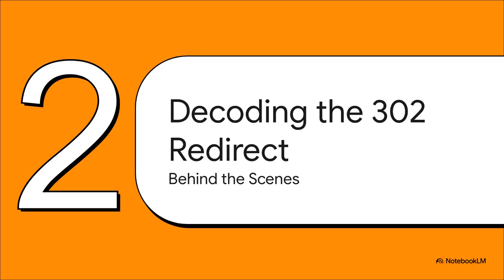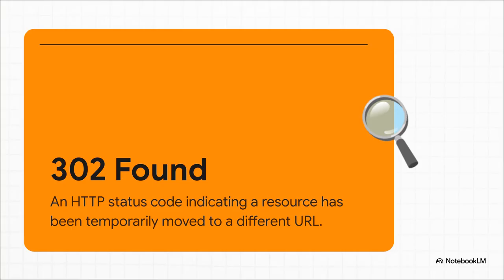All right, time to pop the hood and see how the engine works. This whole detour system is run by something called an HTTP status code. And the specific one we're digging into today is the 302 redirect. So think of it like this. Your browser goes to a server and asks for a web page. The server can then respond with this 302 found code. It's basically like leaving a note on an empty storefront that says, hey, we're not here right now, but you can find us just down the street at this new address for a little while.